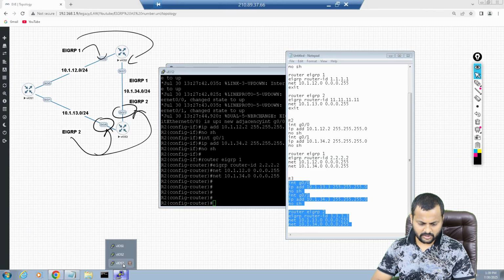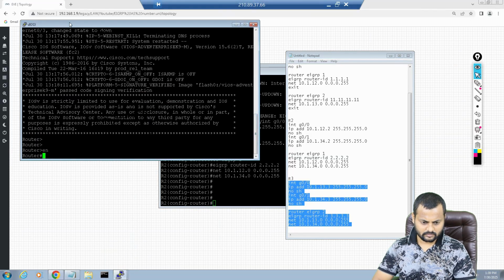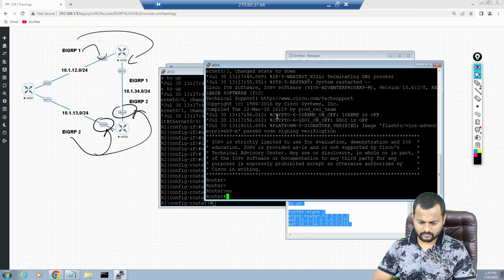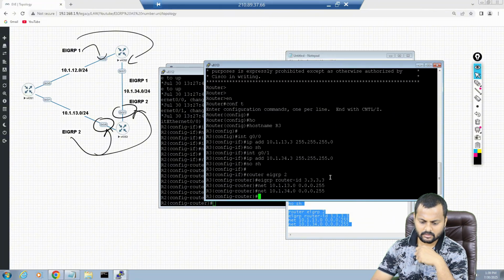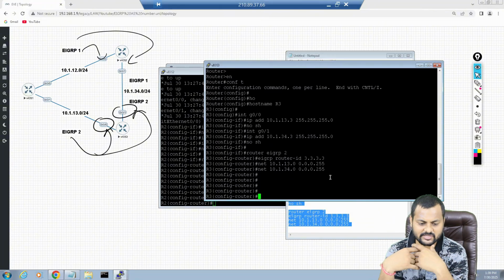And on router 3, we have this. Hostname R3 and configure this. That's fine. So EIGRP has been configured.